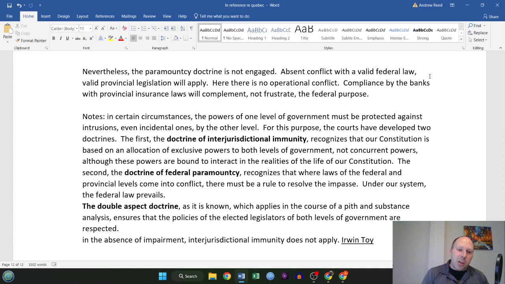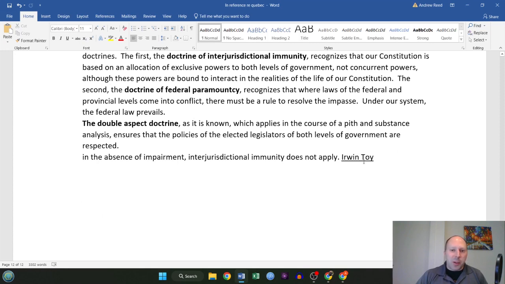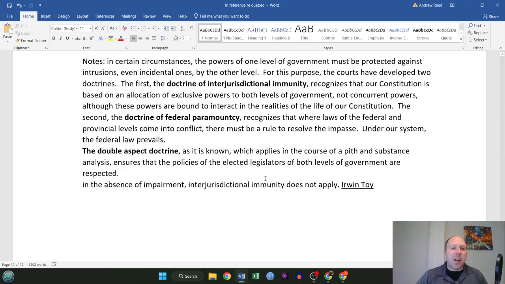The second, the doctrine of federal paramountcy, recognizes that when federal and provincial laws come into conflict, the federal law prevails. That's just the way it is, but again, they have to come into conflict. The double aspect doctrine, which was referred to in this case, applies to the court in the course of a pith and substance analysis. And it just ensures that the policies of the legislators of both levels of government are respected. You can have these two. Interesting note from the Irwin Toy case, a nice little quote for analysis: in the absence of impairment, interjurisdictional immunity does not apply. So that concludes part 2 of this constitutional law study guide for 2023.